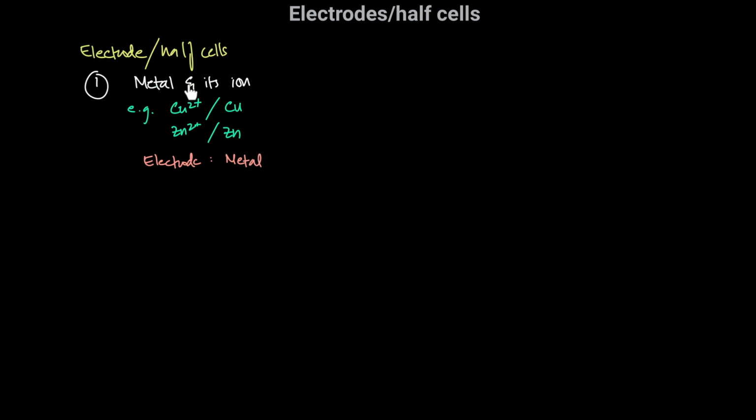So if you have a metal and its ion in equilibrium, so if you have a copper 2 plus copper half cell, the electrode will be made of copper. If you have a zinc 2 plus zinc half cell, then the electrode will be made of zinc.